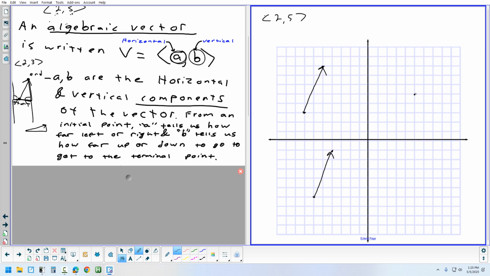I could do it over here too. 2, then 1, 2, 3, 4, 5. These are all the vector 2, 5. What this doesn't tell me is where to start. I can start anywhere that I want. Any of those are correct. The important thing is, if you make a triangle out of it, the bottom side is 2, and the height is 5. If it's not a 2 and it's not a 5, then you didn't draw it right. It has to be 2, 5.